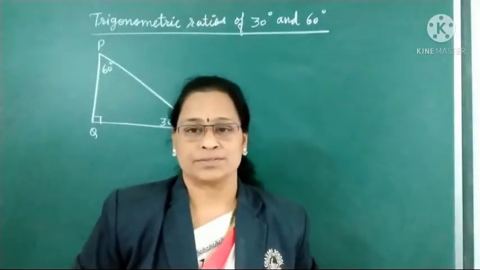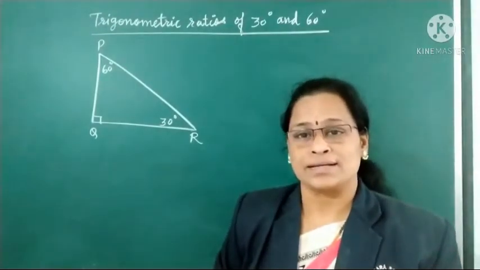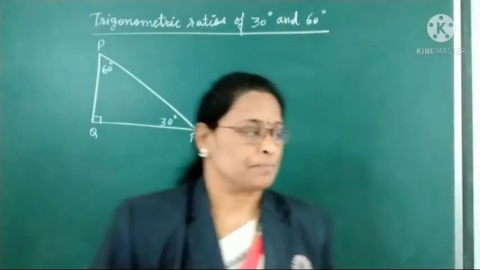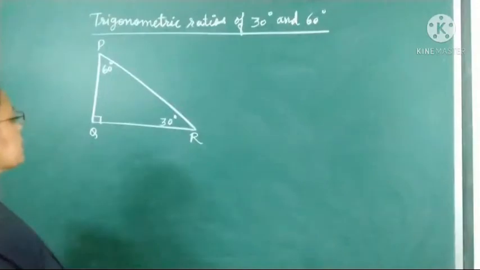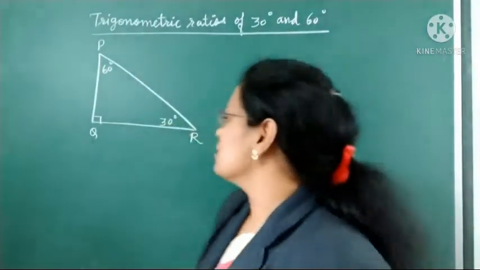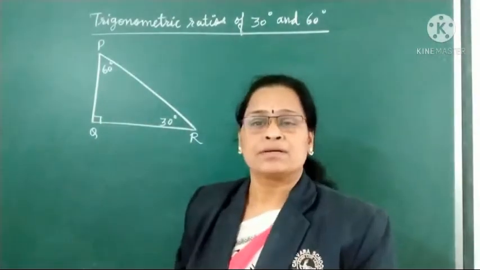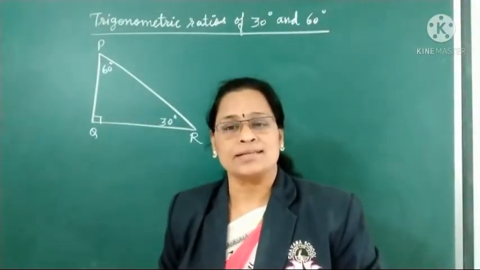Let's find the values of trigonometric ratios of angles 30 degree and 60 degree. Now this is right angle triangle PQR. Angle Q is equal to 90 degree and angle R is 30 degree. Angle P is 60 degree. 30, 60, 90 degree triangle.